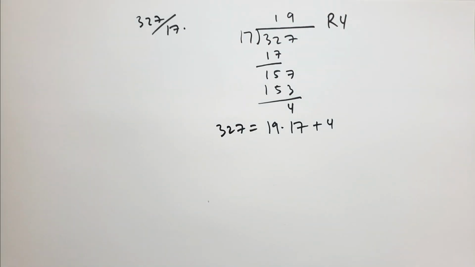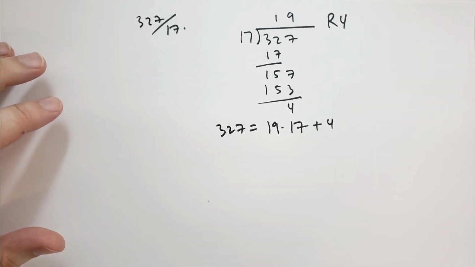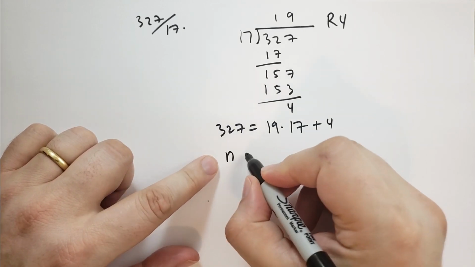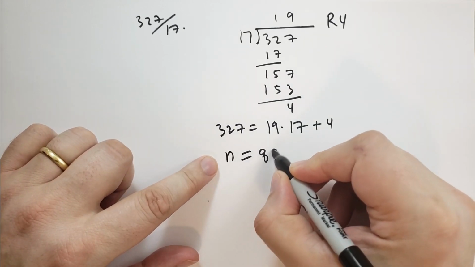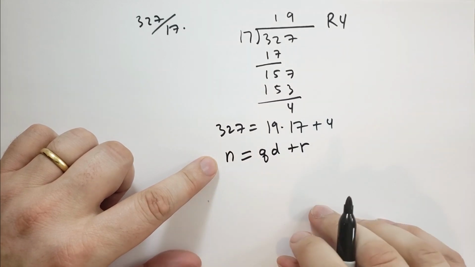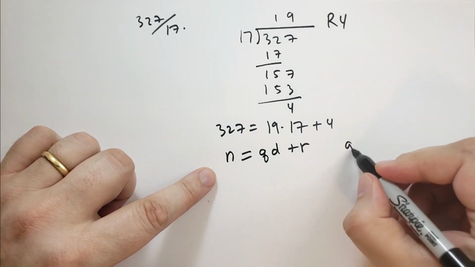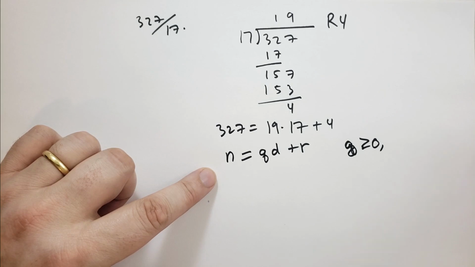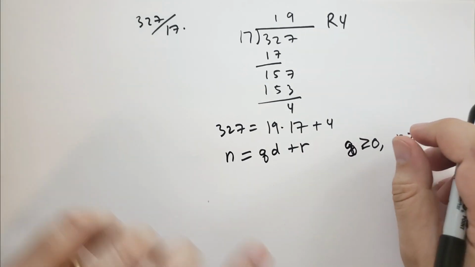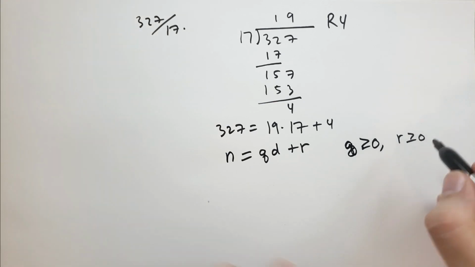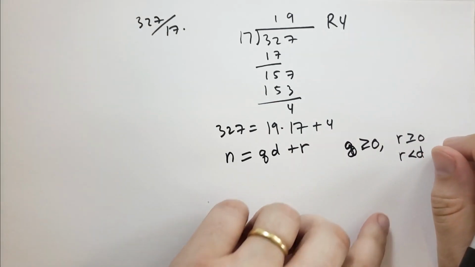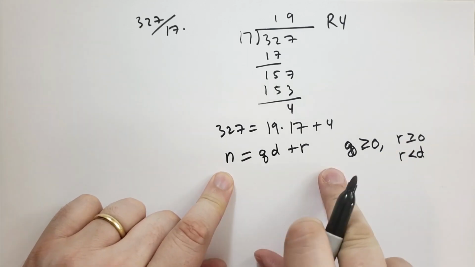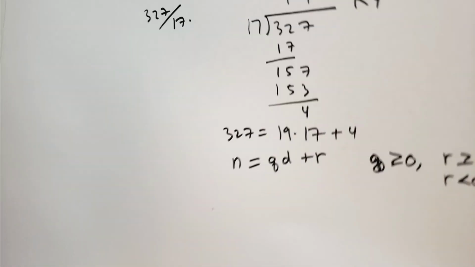Now we can do this with our polynomials as well. But to summarize, for integers, we have some integer n is always going to be equal to some integer q times some integer d plus some integer r, for all integers. And q is greater than or equal to 0, r is greater than or equal to 0 and less than d. It can't be d, right? And this is what we have for a general long division proof. Let's do this for the Euclidean algorithm.